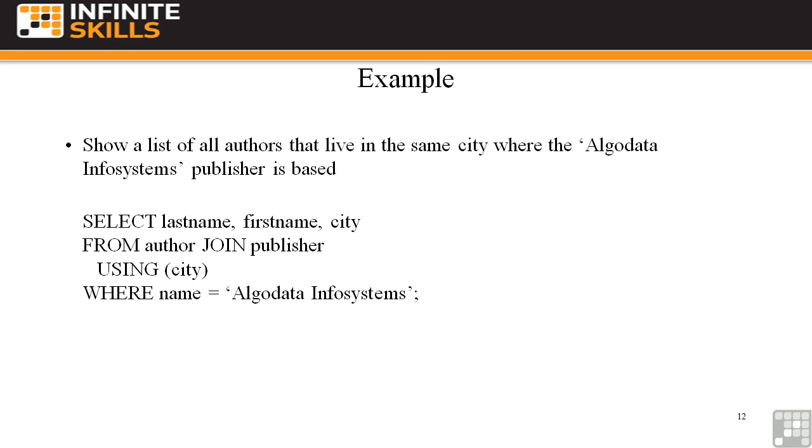Here's an example. We're going to show a list of all authors that live in the same city where the publisher named Algo Data Info Systems is based. So look at the statement. I've got last name, first name, city, author, joining the publisher, and I'm using the city column. Since it's city equals city, I can just use the USING instead of the ON. Again, I add some criteria here, where name is Algo Data Info Systems. Let's go ahead and run that statement.